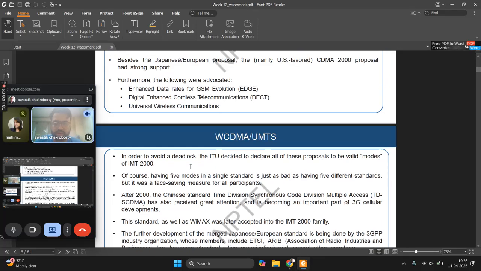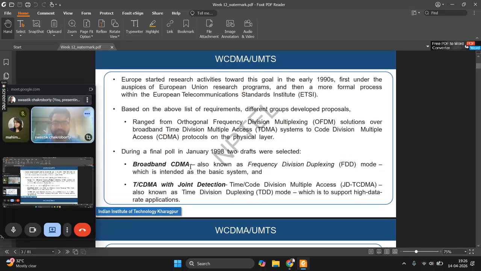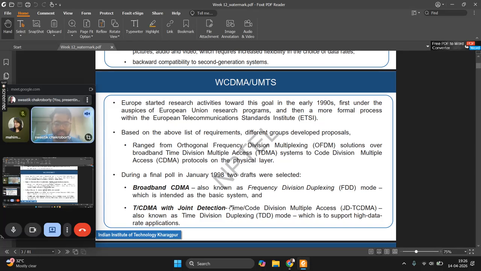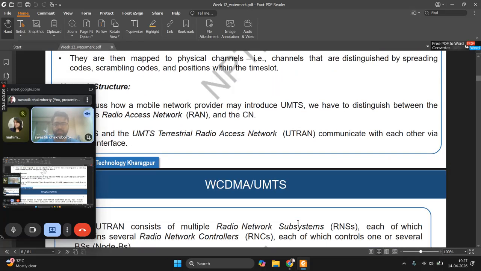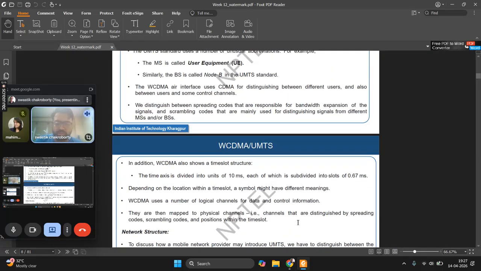As we can see here, this is TD-CDMA, time code division multiple access. This is being implemented, so of course there is an element of time. There are time slots. Depending on the location within a time slot, a symbol may have different meanings. You can think of one time slot as one frame. Within one frame there might be multiple subslots, and the subslots at the beginning may be the header, and the subslots at the end are the tail.